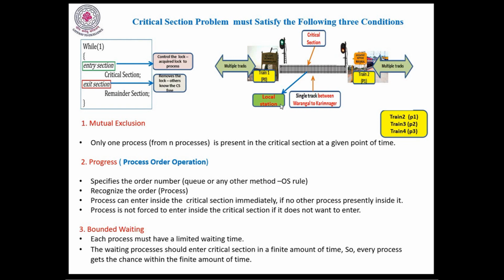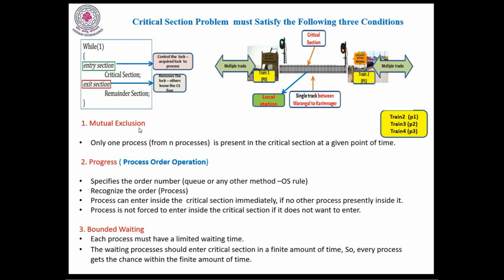Suppose the train must wait for a longer amount of time, then he can permit the next train to enter into the critical section area. That is the remainder section. There is a possibility, not in all cases. What are the 3 possible conditions? Let us look here. One is mutual exclusion, second is progress, third is bounded waiting time.